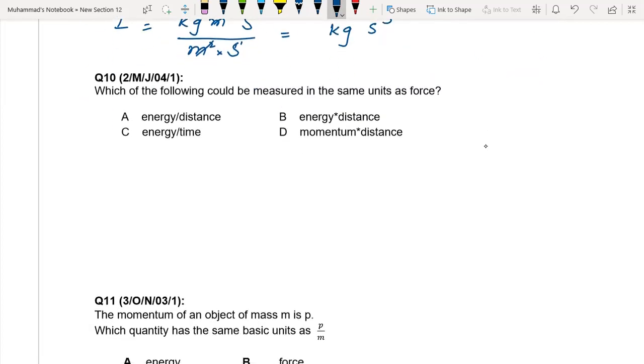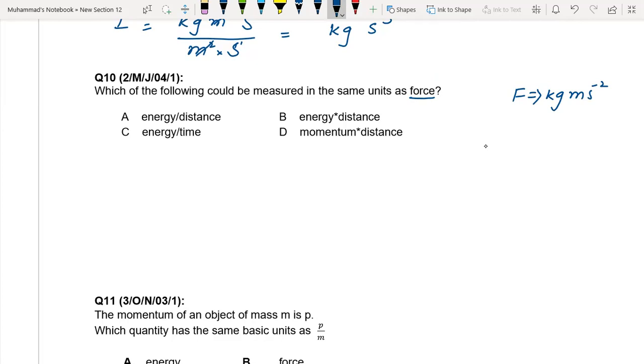Which of the following could be measured in the same units as force? So what is unit of force? Force is mass times acceleration, that is kg m s minus 2. So this is unit of force, SI base unit.